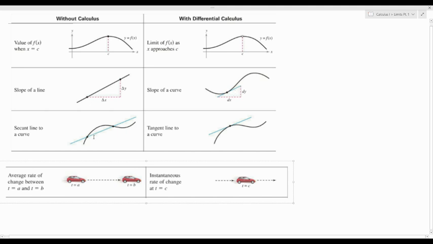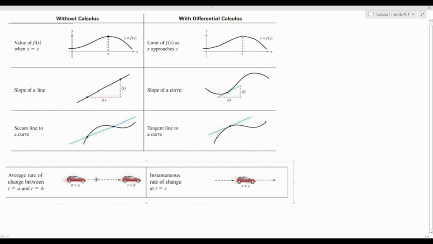Without calculus, we talk about the secant line to a curve. And you might have learned this more with a circle. Secant is a chord that connects any 2 points on a circle, but we can also extend that to points on a curve. We can also use the limit process to figure out the tangent line to a curve, which is essentially the slope of the curve. Right? The slope of the tangent line is based on the slope of the curve.